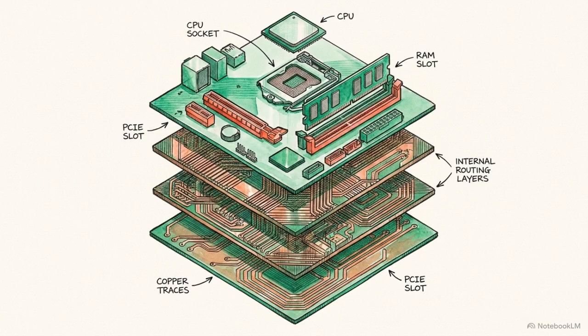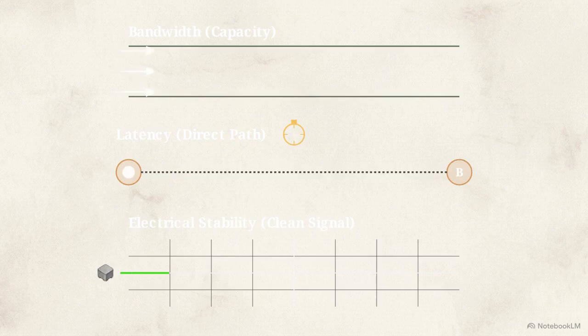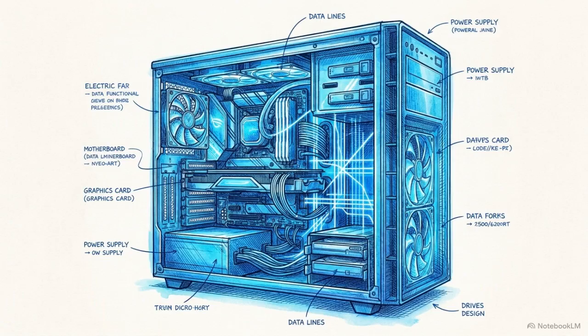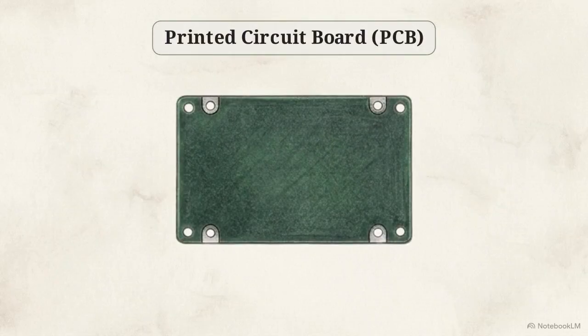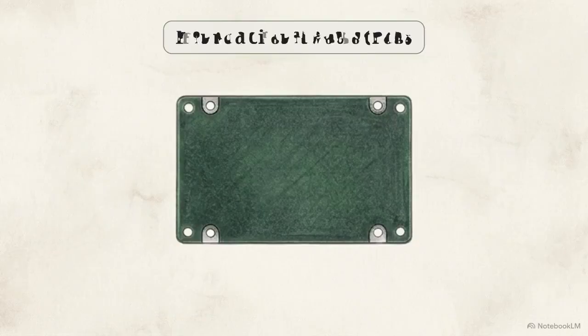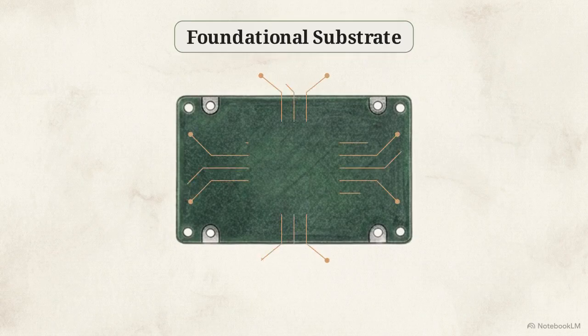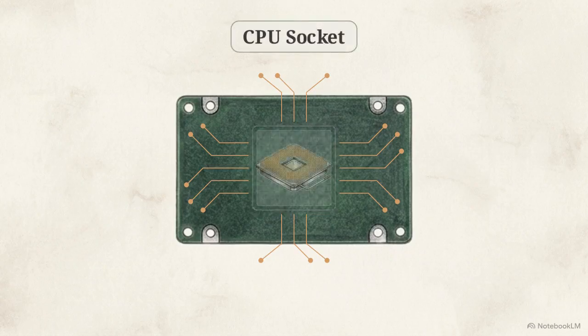The motherboard serves as an active infrastructure layer. It dictates the specific bandwidth, controls the data latency, and ensures electrical stability across the entire computing system. This diagram shows a blank printed circuit board, or PCB. This is our foundational substrate, the space where we route our architecture.